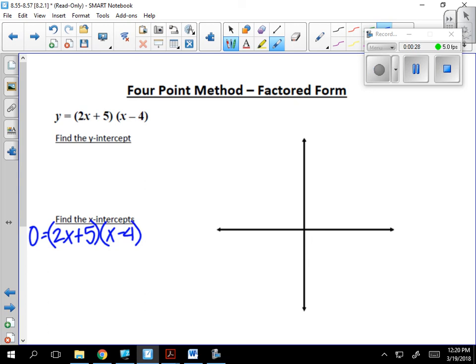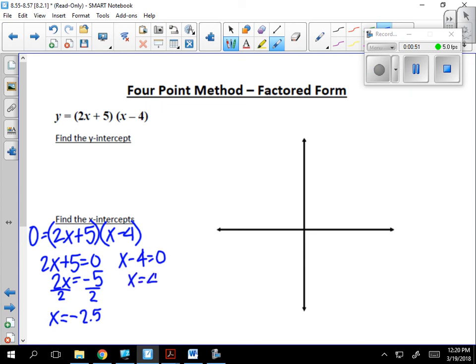So I'm going to set each of those equal to 0 independently. So 2x + 5 = 0. Take away 5 from both sides. 2x = -5, and divide by 2. So one of your x-intercepts is -2.5. The other x-intercept is going to be x - 4 = 0. I'm going to add 4 to both sides, so my x-intercepts are 4 and -2.5.